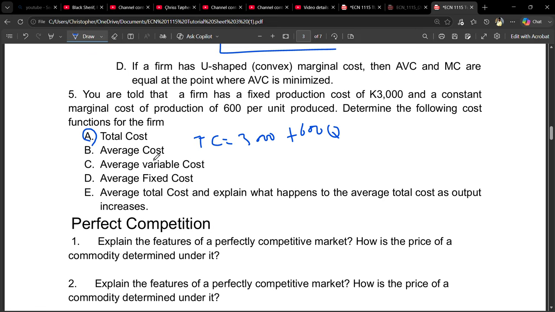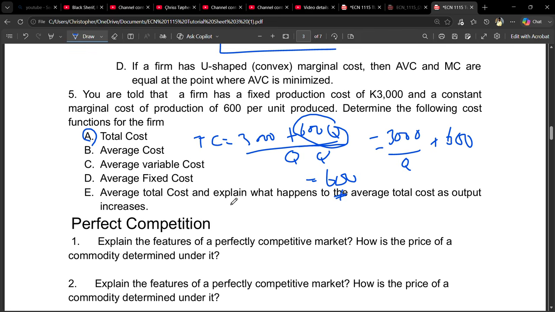B is saying average cost. So average cost is simply you dividing this by Q. If you divide it by Q, we're going to have 3,000 divided by Q plus 600, because Q is going to cancel. Okay. C, average variable cost. What did I explain on variable cost? We said that these are the ones that have Q. So we just get this one with a Q, which is 600. We divide it with Q, then our answer is going to be 600 only.